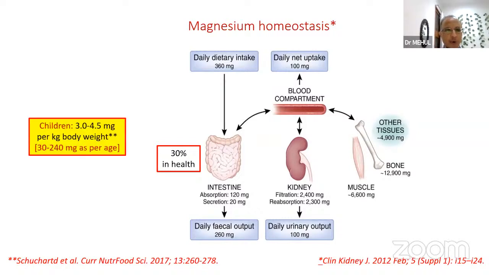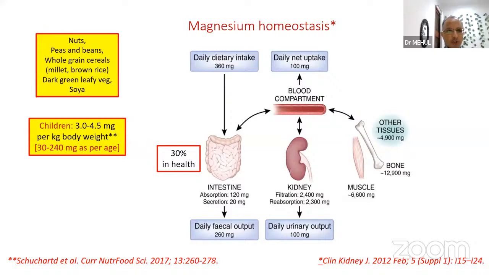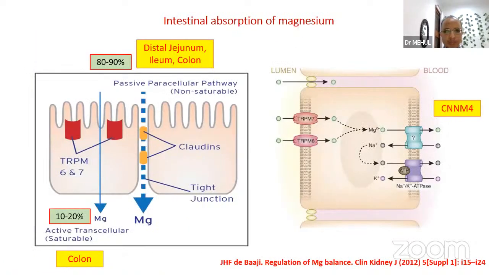In children, approximately 3 to 4 milligrams per kilogram of body weight is the recommended dietary allowance of magnesium, and it depends upon the age, with 30 milligrams per day in an infant less than 1 year to about 240 milligrams per day in an adolescent. As we all know, the foods which are rich in magnesium are nuts, beans, whole grain cereals, dark green leafy vegetables, dark chocolates, as well as soya.